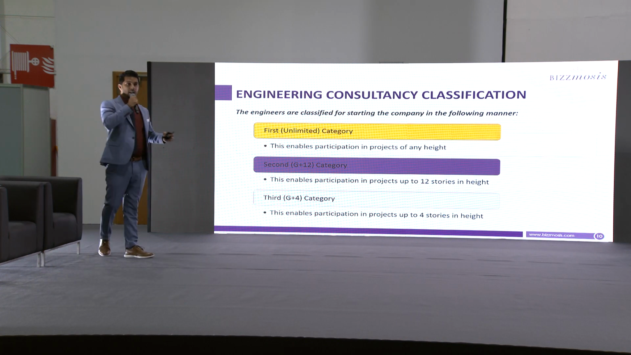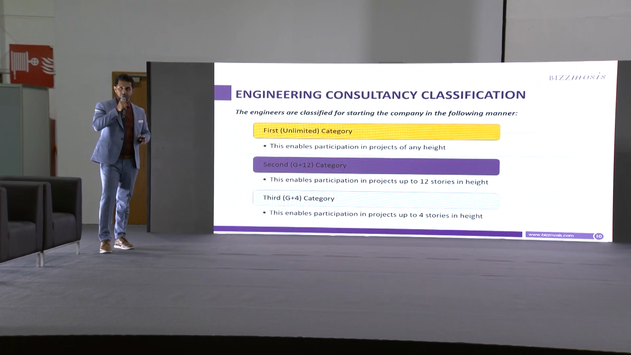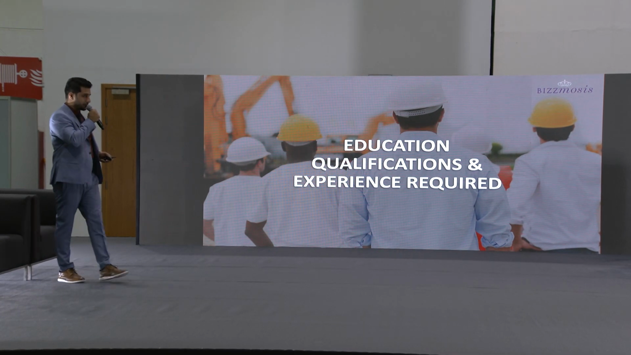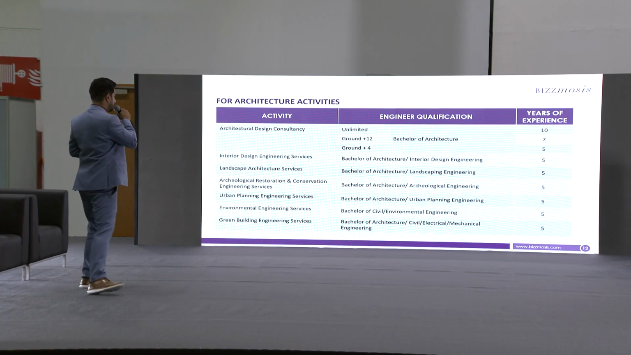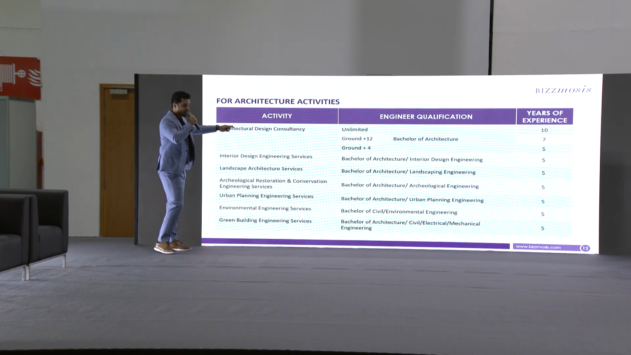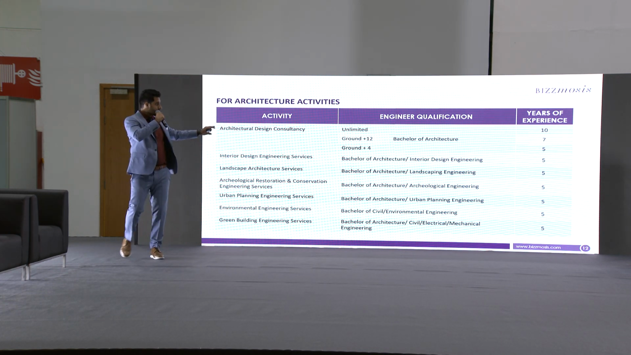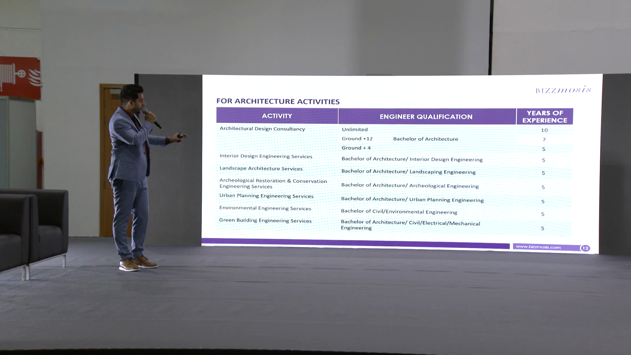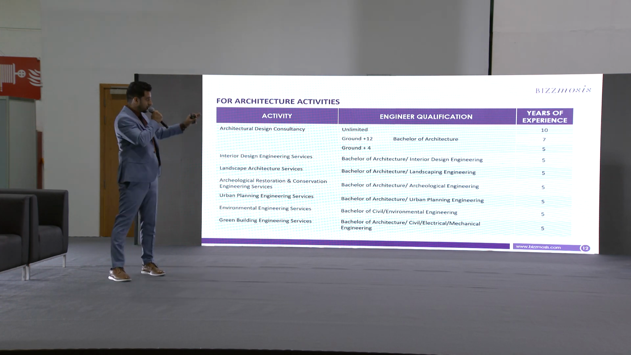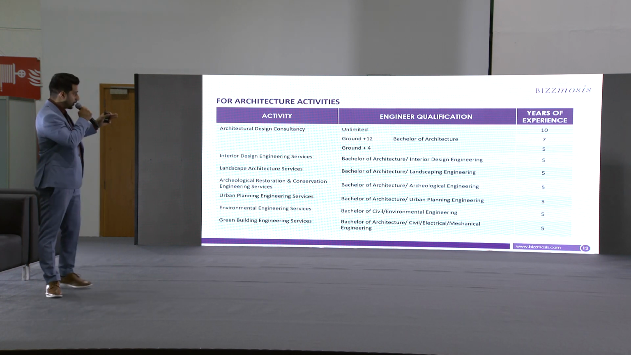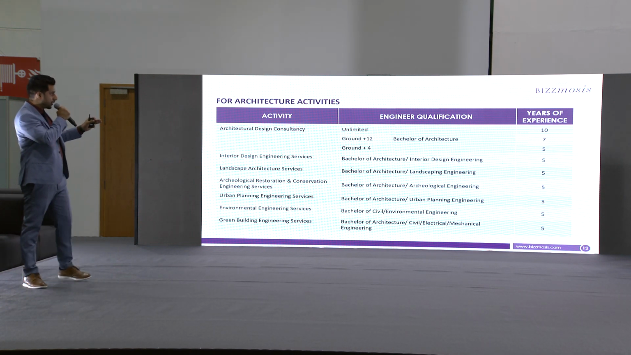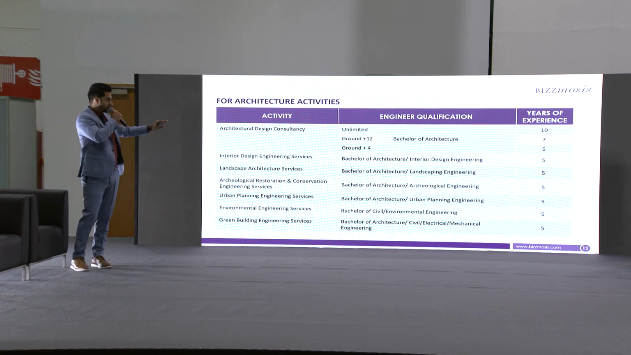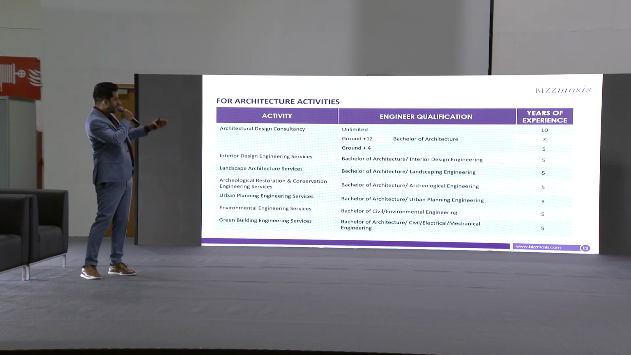Either it can be unlimited, depending on how qualified and experienced the engineers are, which I will explain to you in the next slide. Here is the qualification and experience required for architectural activity. Here you can see architectural design consultancy, which is a highly regulated activity, and the qualification and years of experience required. For unlimited, a Bachelor of Architecture qualification with 10 years of experience is needed. That means only those with 10 years of experience and a Bachelor of Architecture can do unlimited story consultation. And for G plus 12, it's 7 years of experience.